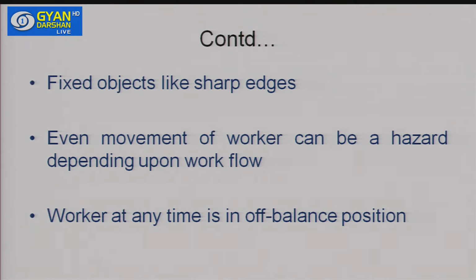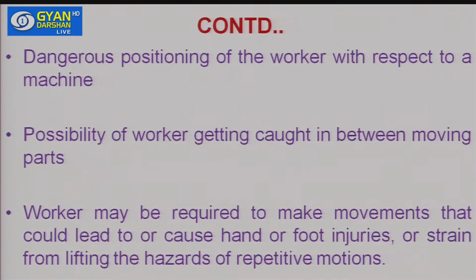Then there are certain fixed objects like sharp edges. Suppose a table has a sharp edge, then it can also cause harm to the person working there. Even the movement of the worker can be a hazard, depending upon the workflow. And the worker may at any time be in an off-balance position. So the dangerous position of the worker with respect to the machine is a big hazard.